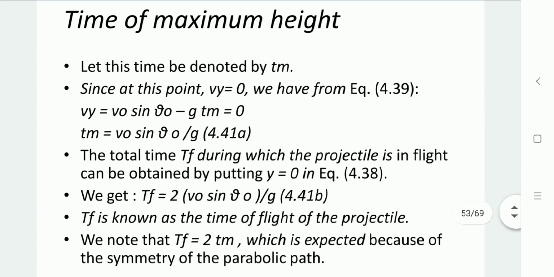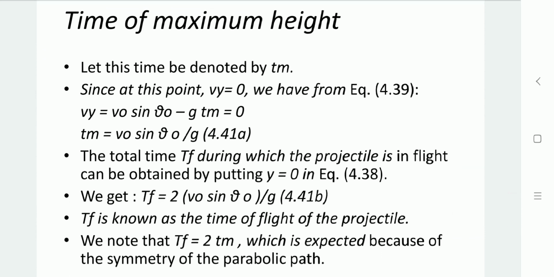Now let us calculate the time of the maximum height. At the maximum height, the y component of velocity is 0. So Vy equals V0 sin theta 0 minus g Tm. Instead of t, we substitute the maximum time Tm, and that is equal to 0 because Vy is 0. From that equation, let us make Tm the subject of the formula. We have Tm equals V0 sin theta 0 divided by g. This is the time instant at which the object reaches the maximum height.